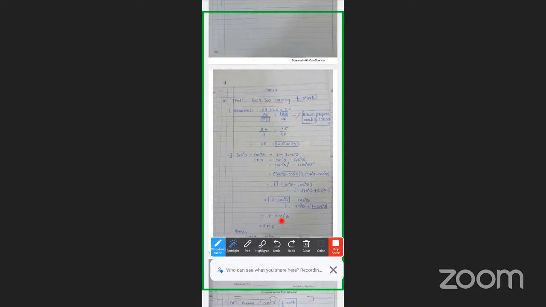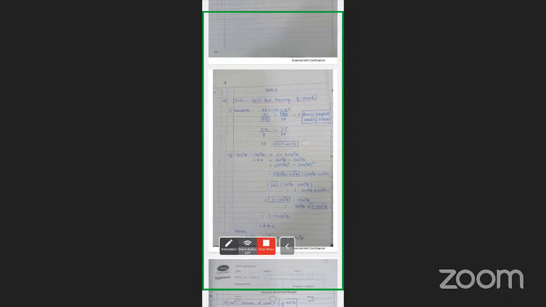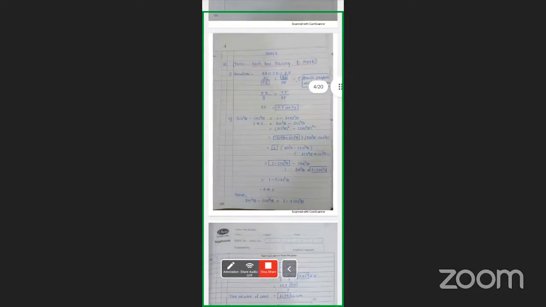What will you get here? LHS becomes RHS. So we have proved that sin raised to 4 theta minus cos raised to 4 theta is equal to 1 minus 2 cos square theta. Correct? Then focus on our third activity.